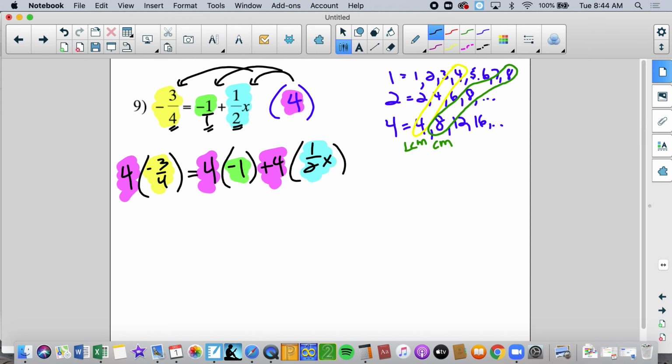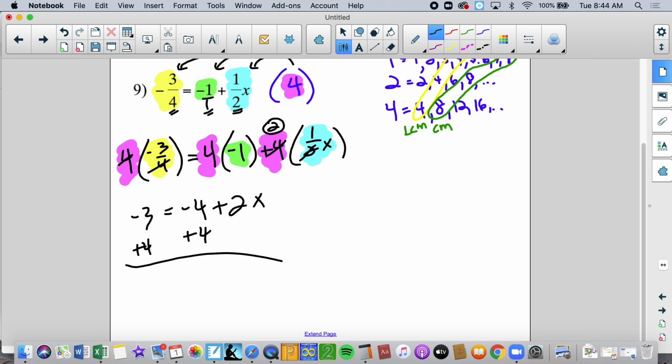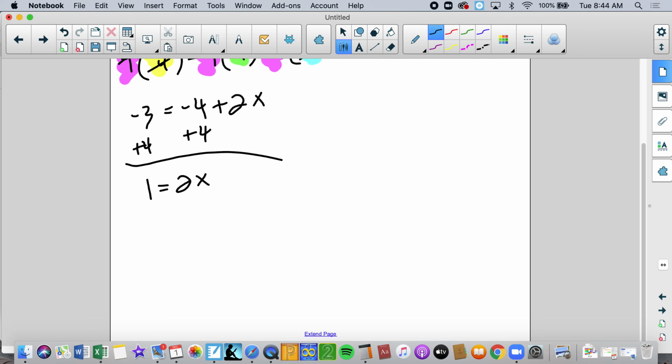And these will cancel. It leaves you with -3. 4 times -1 is -4. 2 in the denominator, 4 in the numerator gives you 2x. Now we're going to just treat this as a two-step equation with whole numbers, which gives us 1 equals 2x, divide by 2, divide by 2, 1/2 equals x.